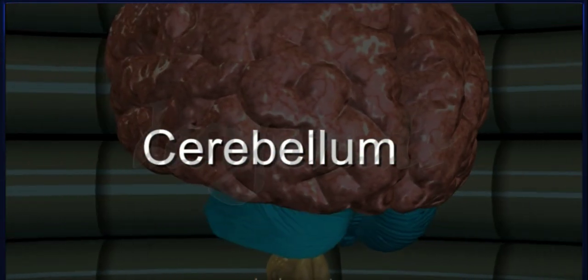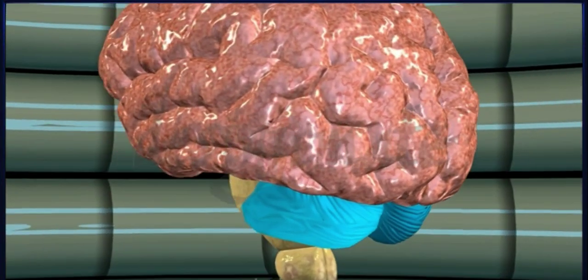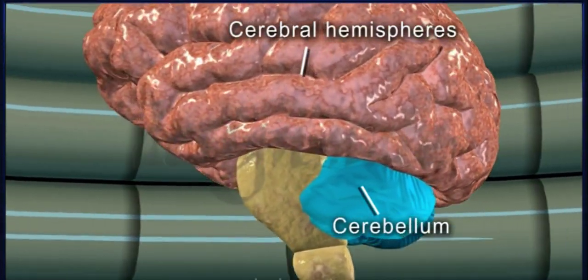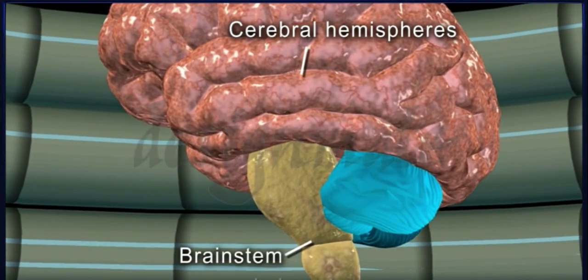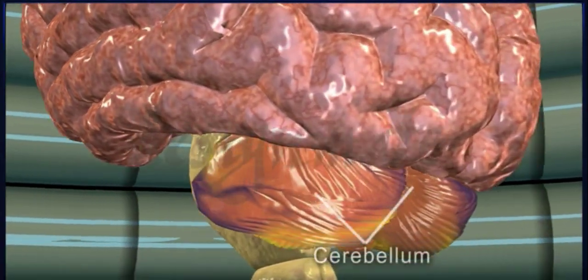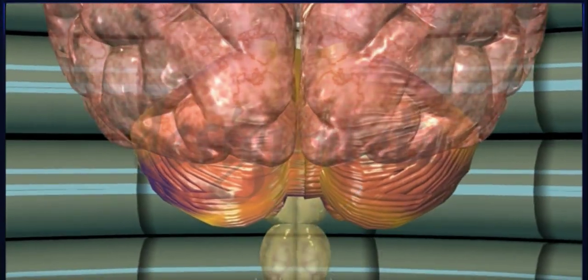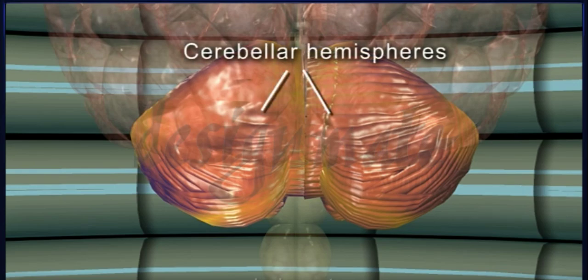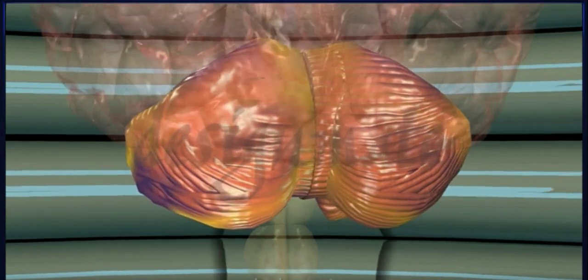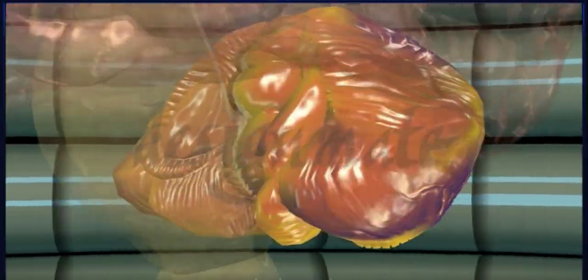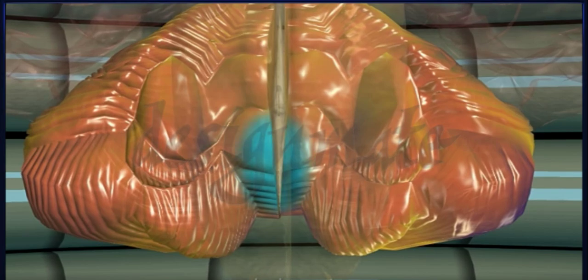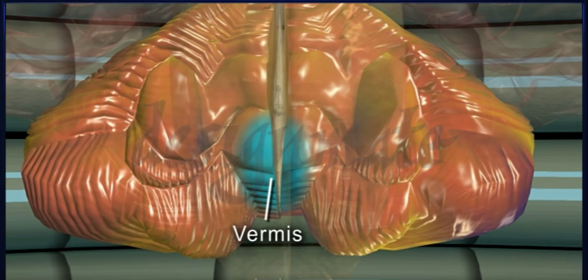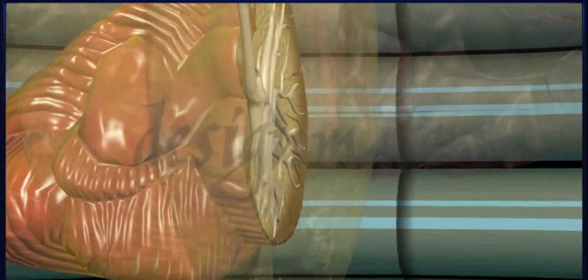Cerebellum. Found wedged between the cerebral hemispheres and the brainstem, is the second largest part of the brain called cerebellum. The cerebellum is partially divided into 3 lobes. A. Cerebellar hemispheres, which form the 2 lateral lobes. B. Vermis, which is a small median lobe between the 2 hemispheres.